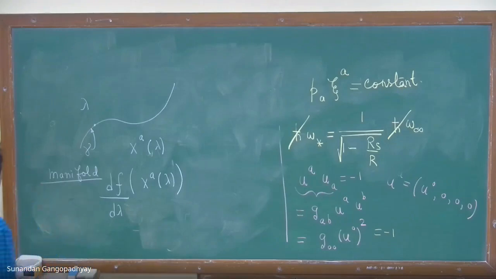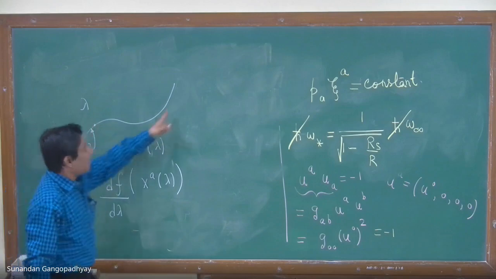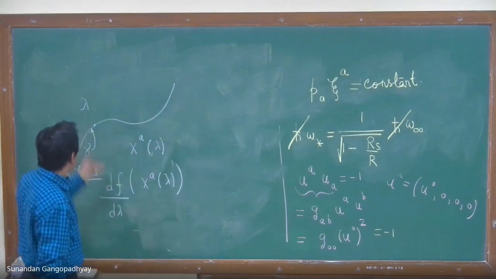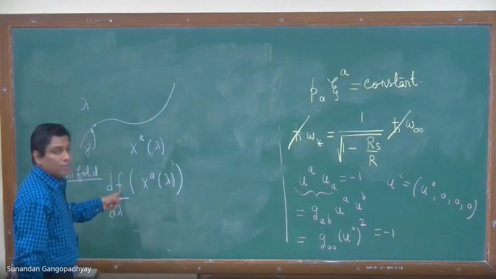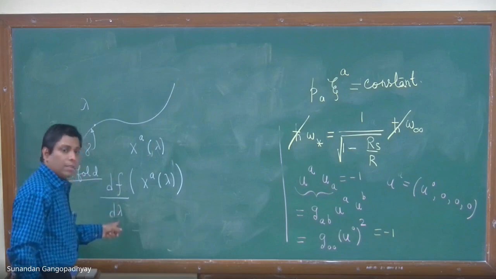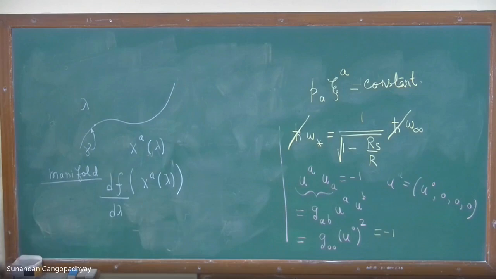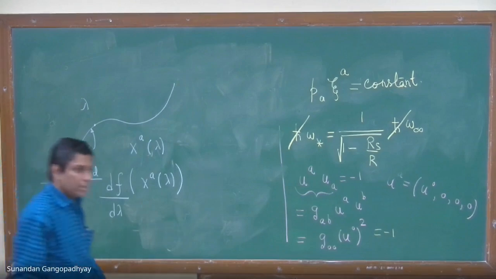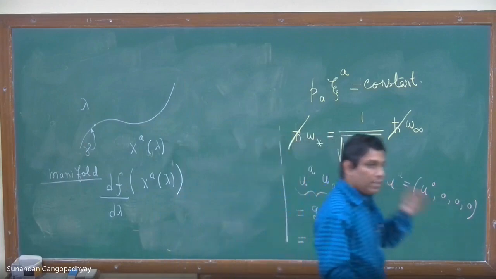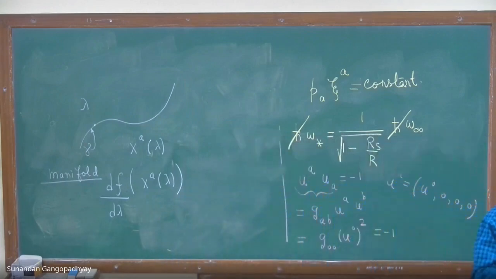The curve is parameterized by this parameter lambda. We wish to calculate the rate of change of this function f with respect to this parameter lambda along the curve. Example, if you are confused with this description, we have seen already an example. You can think of a circle.